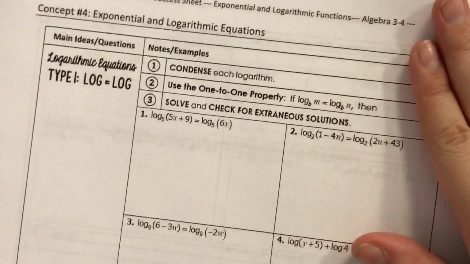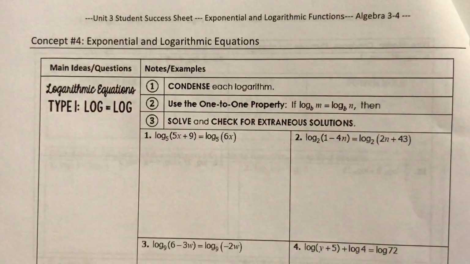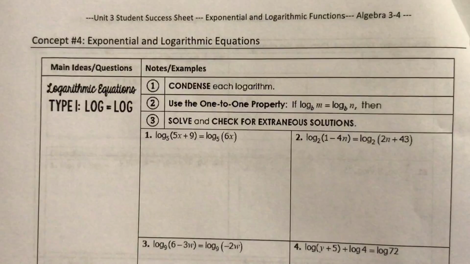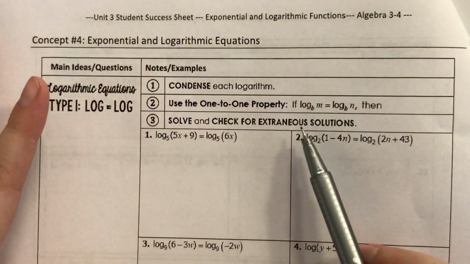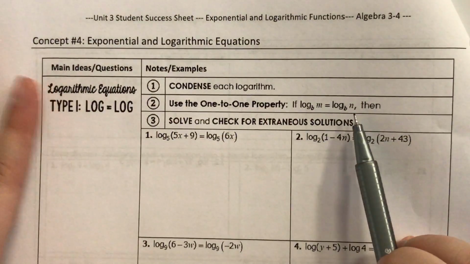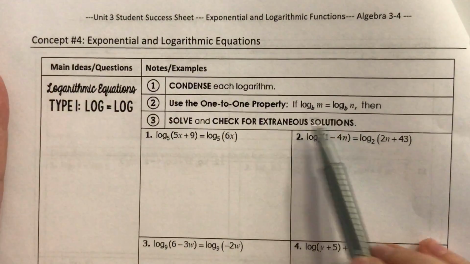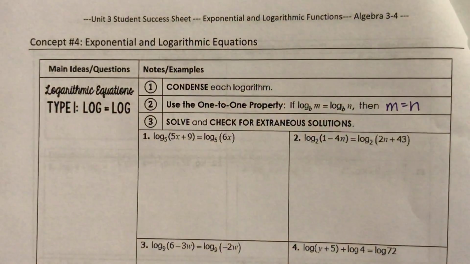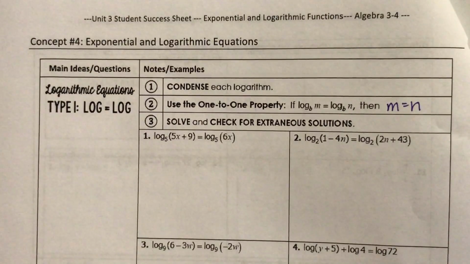Here's how you solve these. Step number 1, condense each logarithm using the properties we learned about before. Use the one-to-one property, which means if I have log base b of m equals log base b of n, meaning these two bases are the same, then all I have to do is set those equal to each other, then m equals n. Step number 3, solve and check for extraneous solutions.